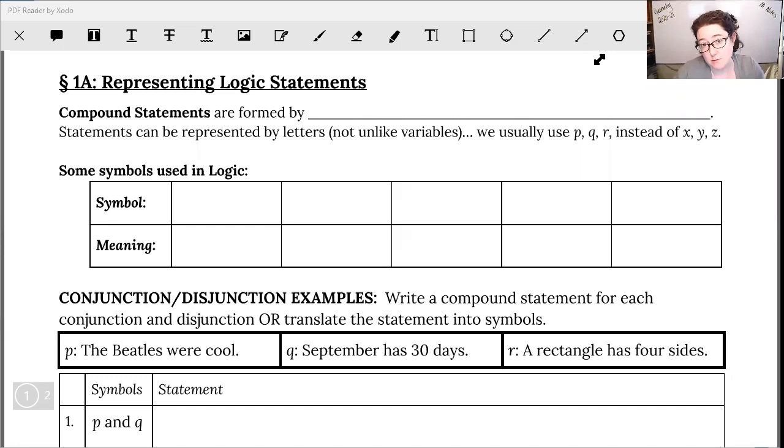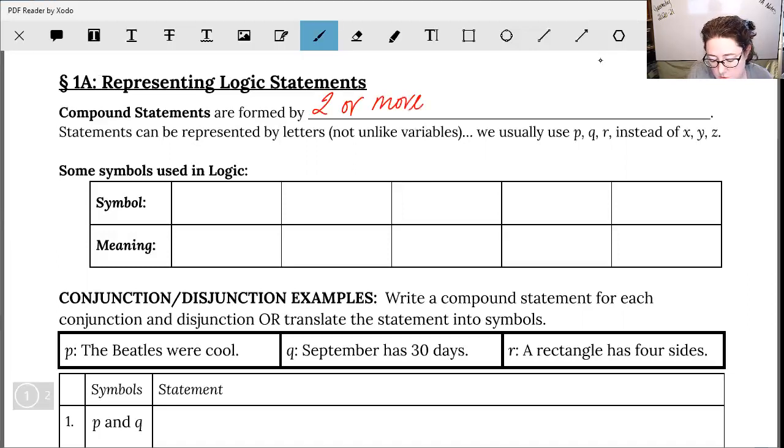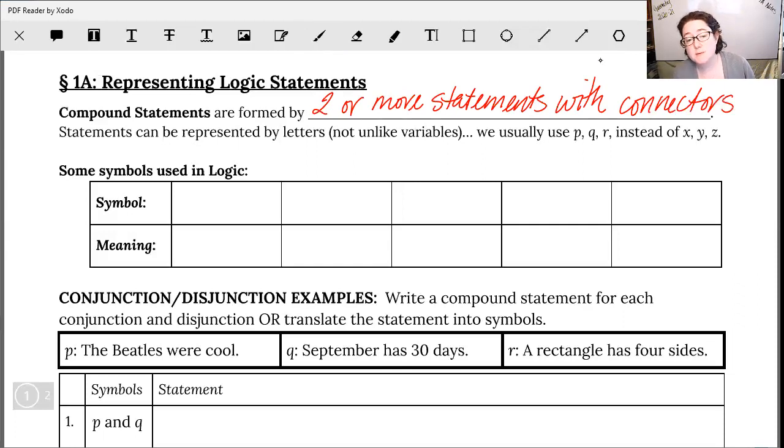I'm writing down on my tablet, so you can follow along if you printed out this organizer for your use. Compound statements are always going to be formed by two or more statements with connectors. Depending on what type of statement we have, we'll have a different symbol that we're going to use.